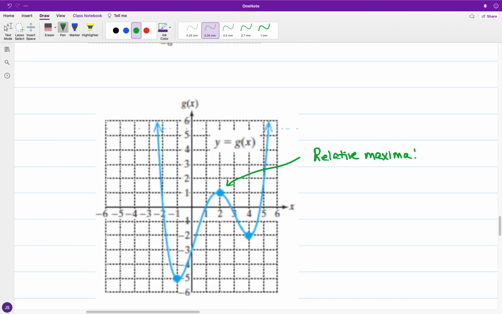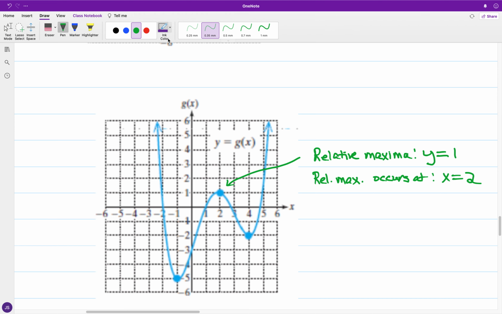So for the maximum here, the ordered pair we have is 2, 1. The relative maximum is going to be the y value for this point, and so that is going to be at y is equal to 1. And now where the relative maximum is going to occur, that's going to be your x value. In this case, your corresponding x value is 2. So it's going to occur at x is equal to 2.